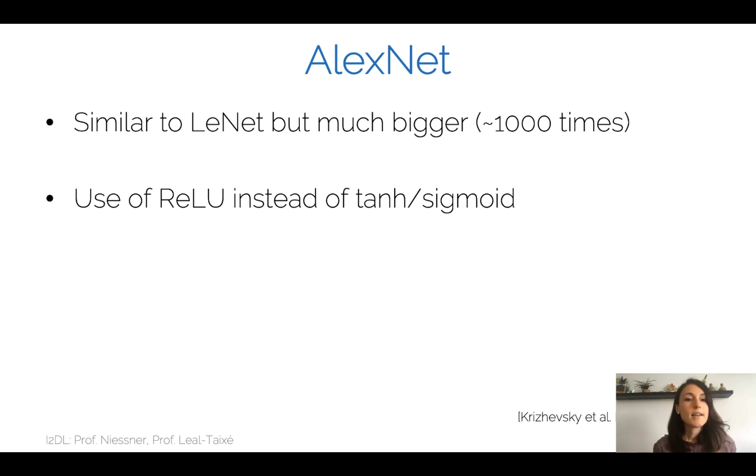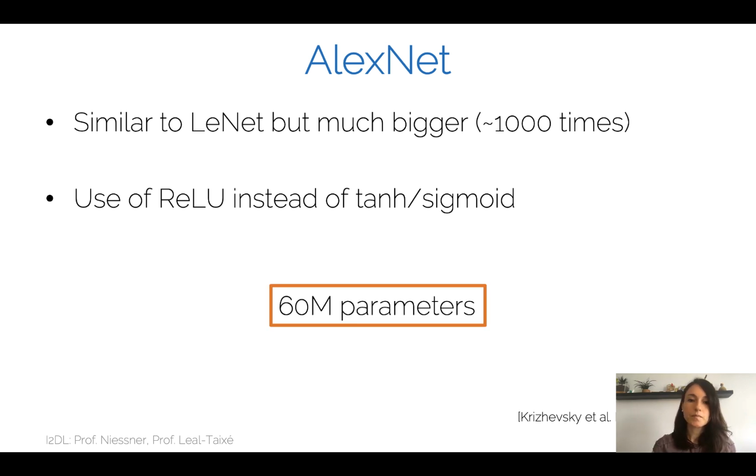So overall, AlexNet is similar to LeNet. It follows the same concept of convolution and pooling, reducing width and height, and augmenting the depth, but it is much, much bigger. It's around 1,000 times bigger. And a key architectural design is that as nonlinearities, it uses rectified linear units instead of tanh or sigmoids. And so this gives us a network that now has 60 million parameters. So we went from 60,000 parameters to 60 million parameters, which is really, really large.